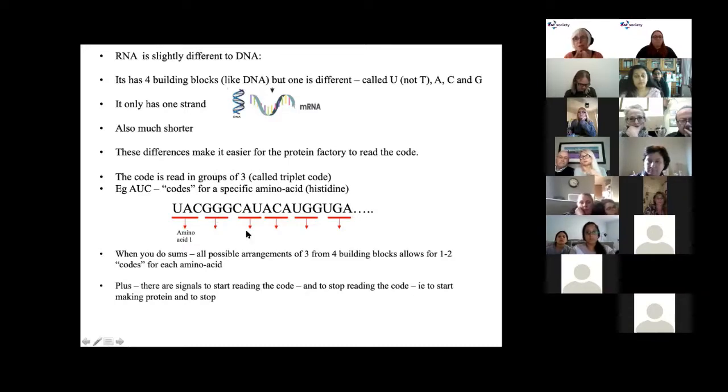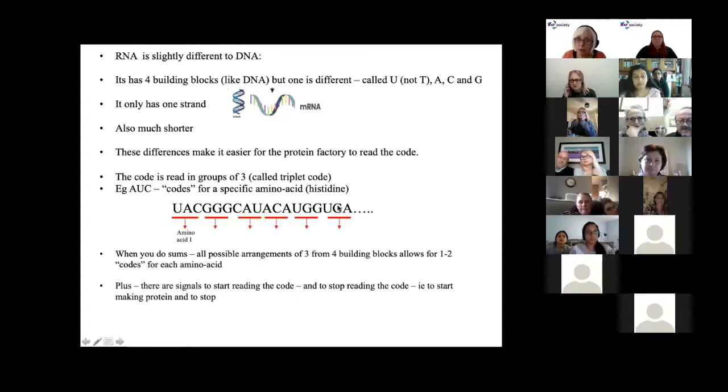And if you do sums and you think of how you can arrange 4 building blocks in groups of 3, it comes out to 64 different possibilities. And I've said we've got 20 amino acids. So there is some redundancy. Two different groups of 3 may code for one amino acid. So there may be some copies of what they're coded for.